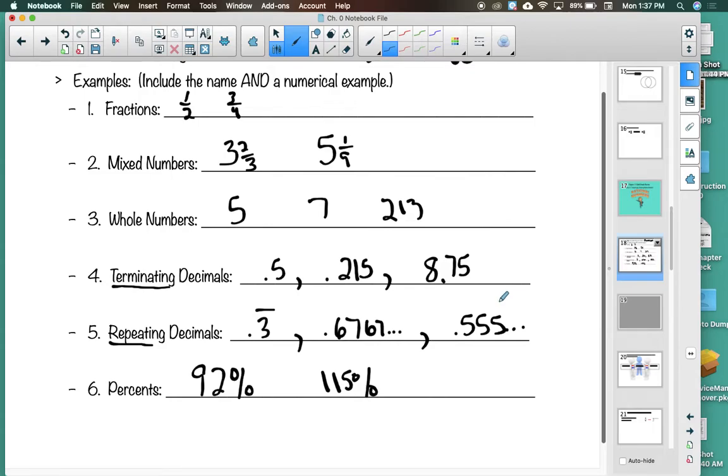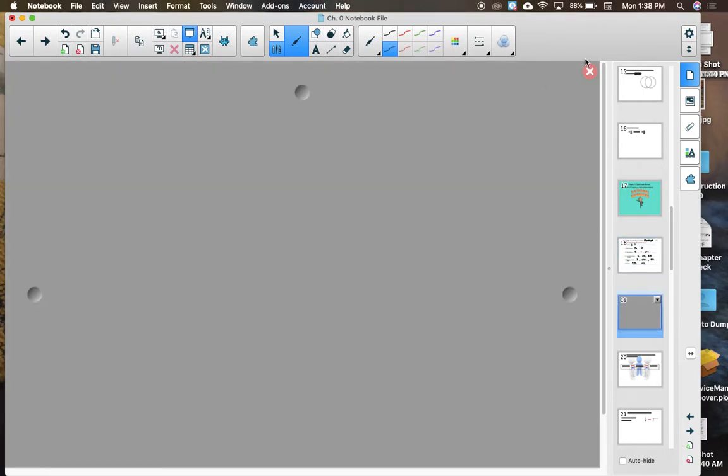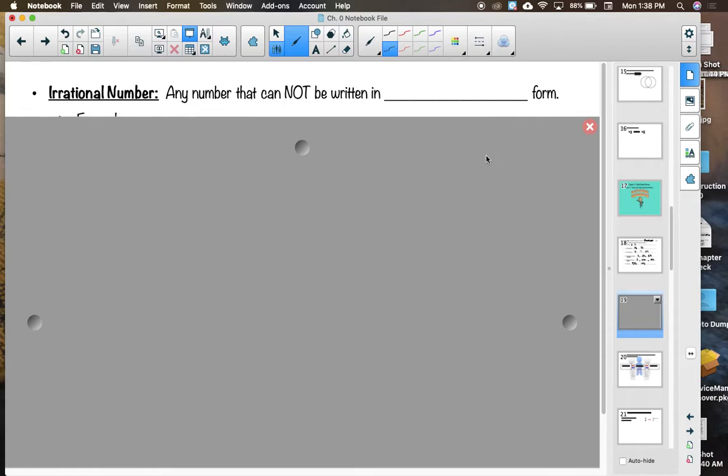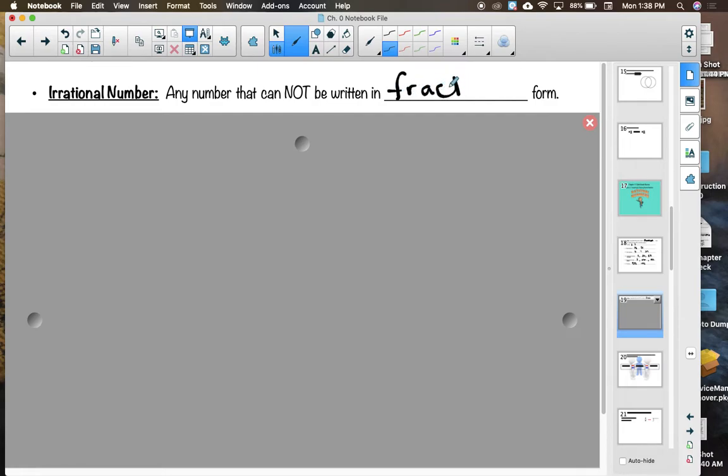So like I said, you're probably wondering, well, if these are all rational numbers, I can't think of a number that's not rational. And yeah, you can. I'll show you. So an irrational number is a number that cannot be written in fraction form. And there are some examples that I have for you.